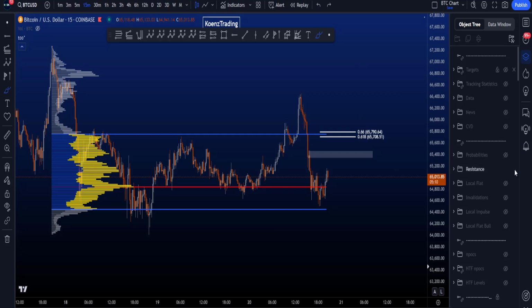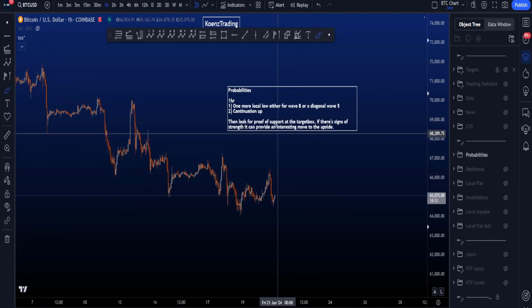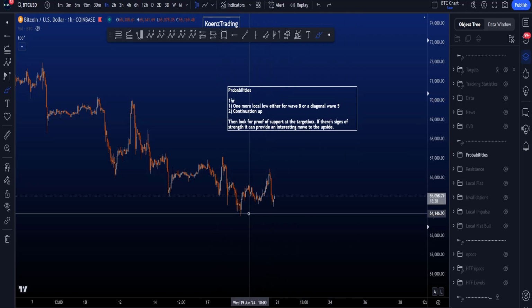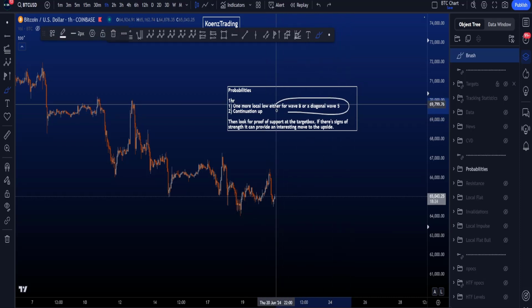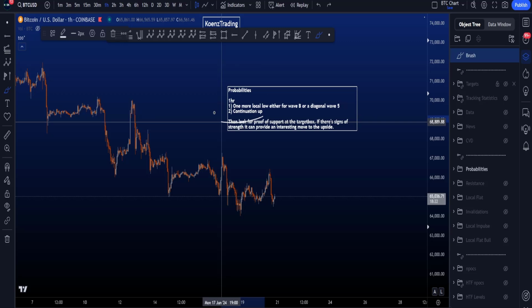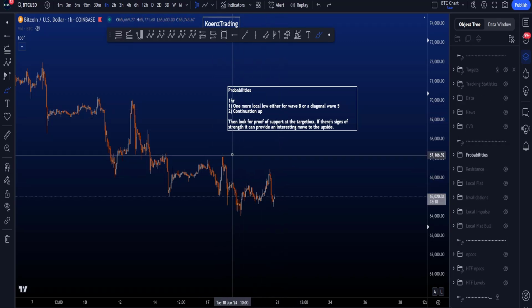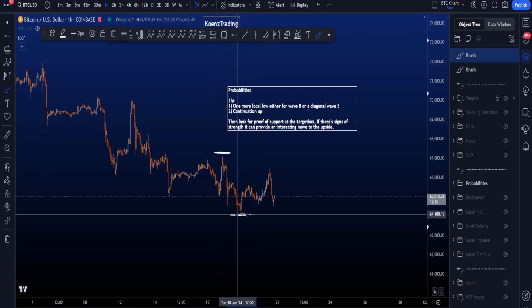And if we then finally look at the probabilities of the different scenarios, then on the 1-hour time frame, the probabilities at the moment are higher to look for price to take out this low, either for a wave B or a diagonal wave 5. On the number 2 spot, we have continuation to the upside, but that will only increase in probabilities if price can take out this high before taking out this low.